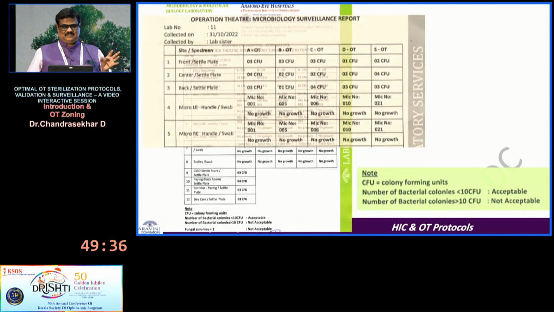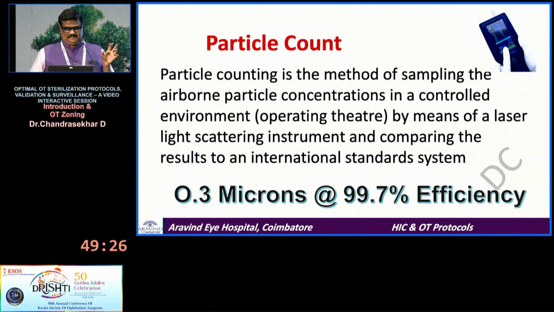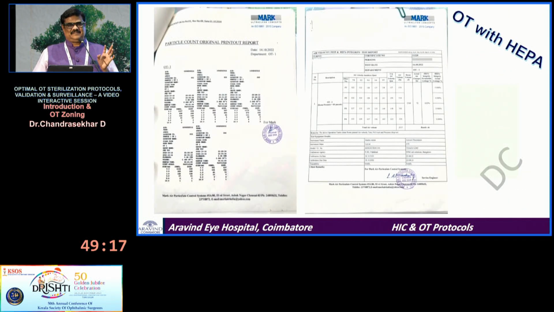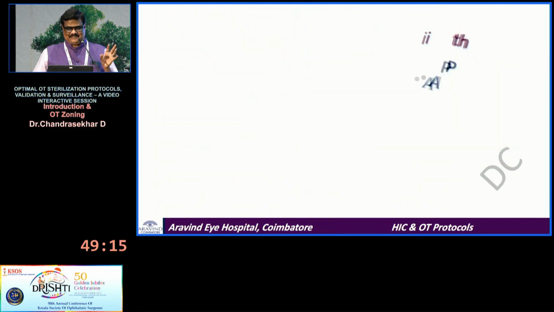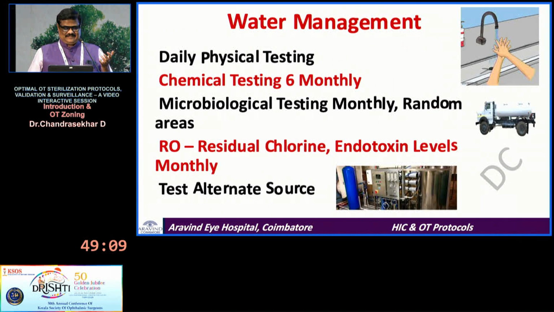And then you have the reports. It has to be done periodically. Sometimes what happens, the hospital does it, they get the reports and file them. Then when they get an endophthalmitis, they will realize there was an abnormal count. A HEPA filter should filter 0.3 microns at 99.7% efficiency. So these reports need to be done once a year or once in 6 months, depending on the usage of the hospital. For air sampling, ideally we all use the settle plate method.